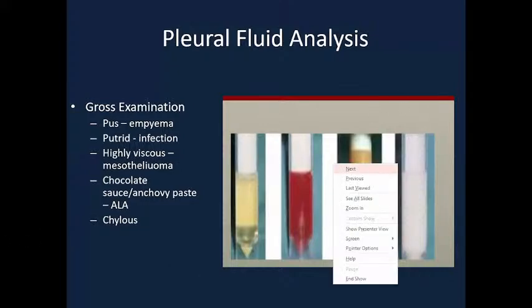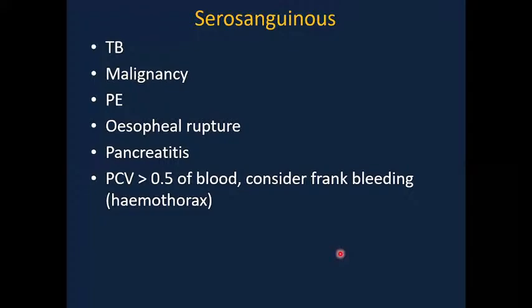Now it is next. Serosanguinous fluid. This is serous mixed with some blood. You want to suspect TB, malignancy, pulmonary embolism, esophageal rupture, pancreatitis. Hemothorax is defined by a PCV of the pleural fluid of at least 0.5 and above. Okay, and when you have that, then you should consider frank bleeding into the pleural cavity.